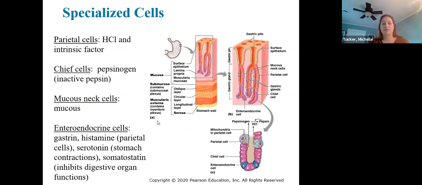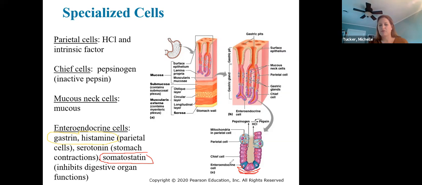This is just a reminder of where these cells are located. So we have the enteroendocrine cells. These are the cells here at the bottom that are going to produce gastrin and histamine. We didn't really go into serotonin and somatostatin. So these two promote stomach motility and digestion. Somatostatin inhibits stomach motility and digestion. And these can be found at the bottom of the gastric gland.